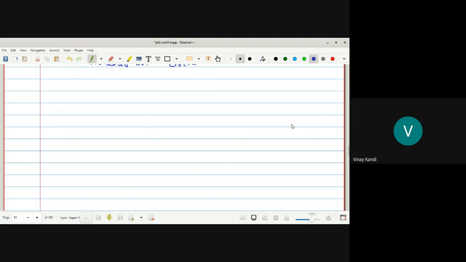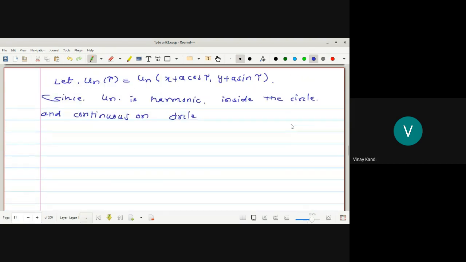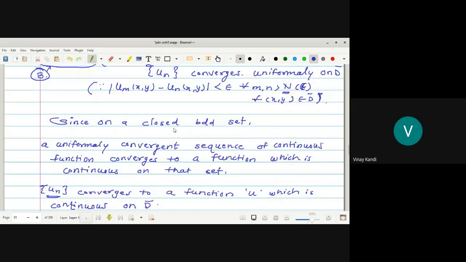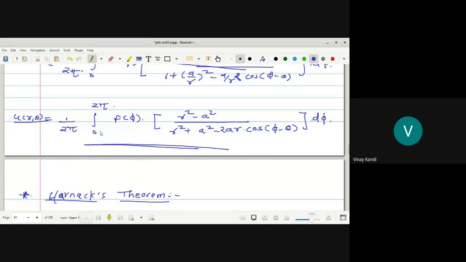since the Un is harmonic inside the region of the circle and also continuous on the circle, we have Un as a function of psi and eta. Instead of x, y, we take psi and eta as independent variables, equal to... What is the Poisson's formula? Look at this one. F of y, r square minus a square.